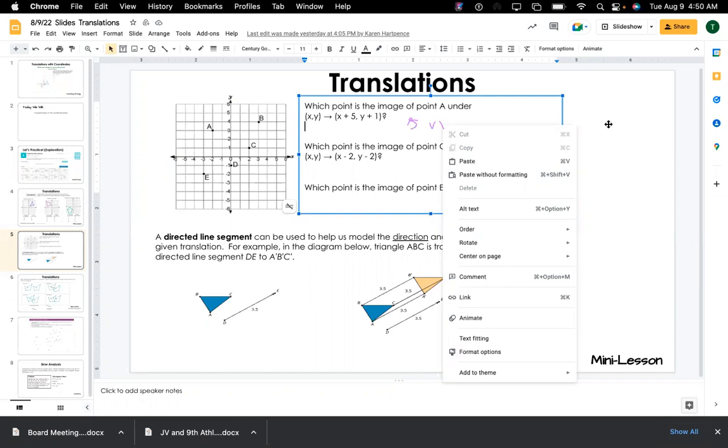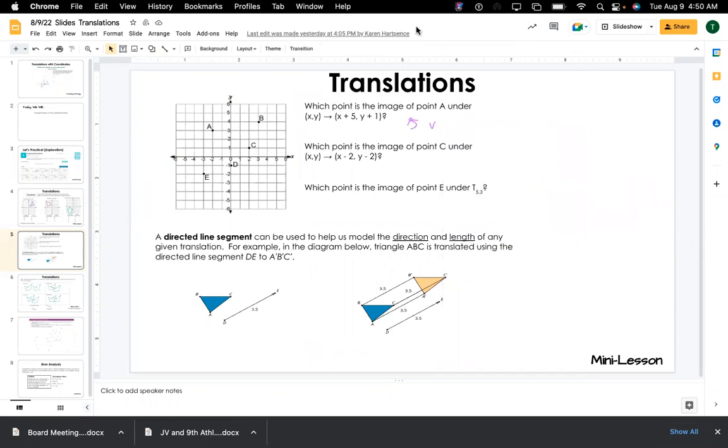One more time. 5 units to the right and 1 up. Okay, so which one of these is A, move that way? So we're going to go over 5, 1, 2, 3, 4, 5, and up. So B would be that image.